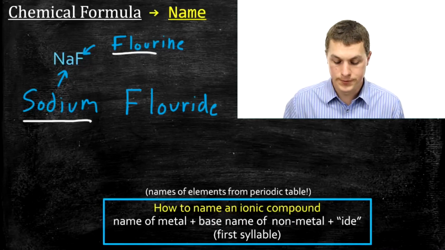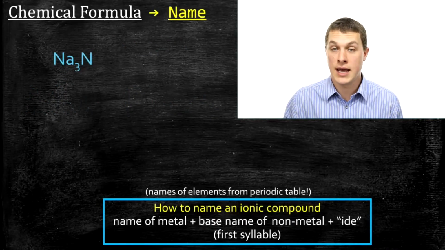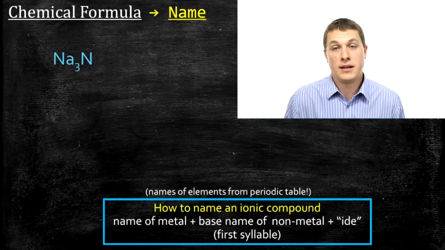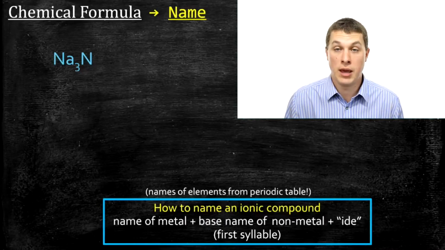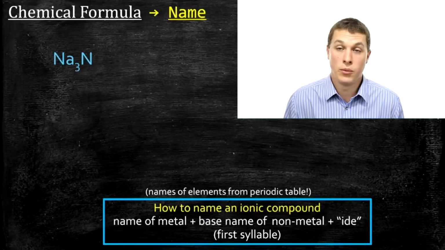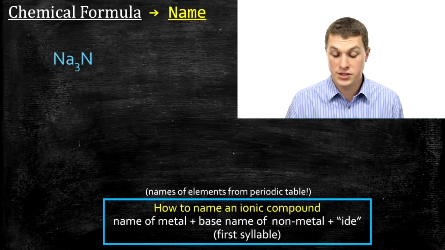Let's do a few more examples. Let's say we have Na3N. Now that 3 means there are 3 sodium atoms in that compound, but that doesn't change how we write the name of it. So when we're going this direction from chemical formulas to the names, we don't have to worry about the numbers written there. And what we're going to do is just the same exact thing.